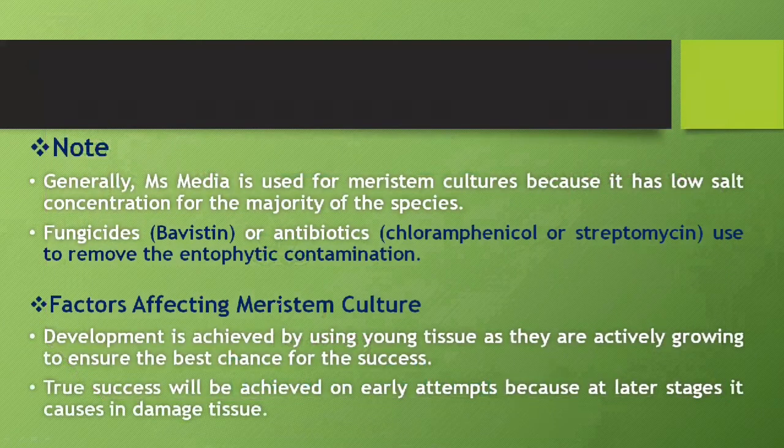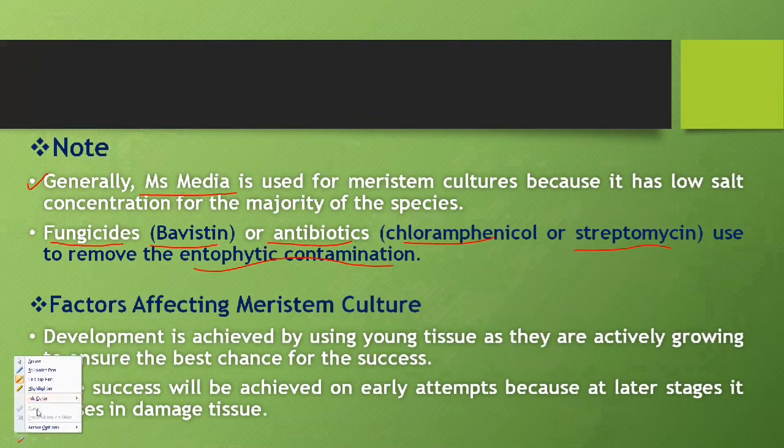Generally MS media is used for meristem culture because it has a low concentration of salt for the majority of species. So for the majority of species, MS media, Murashige and Skoog media, is used in meristem culture. Fungicides and antibiotics such as streptomycin are added to remove endophytic contamination. So to prevent contamination, fungicides are also added.